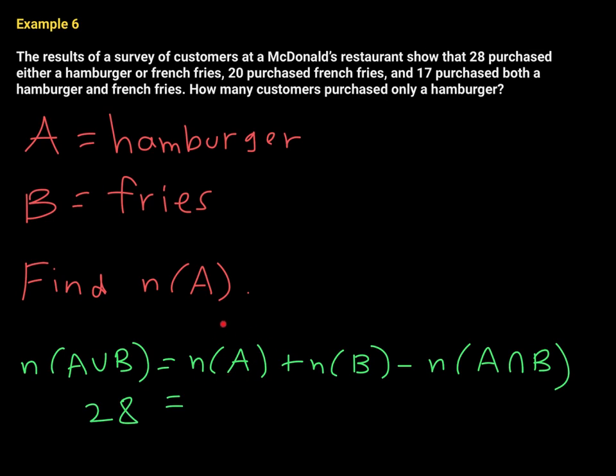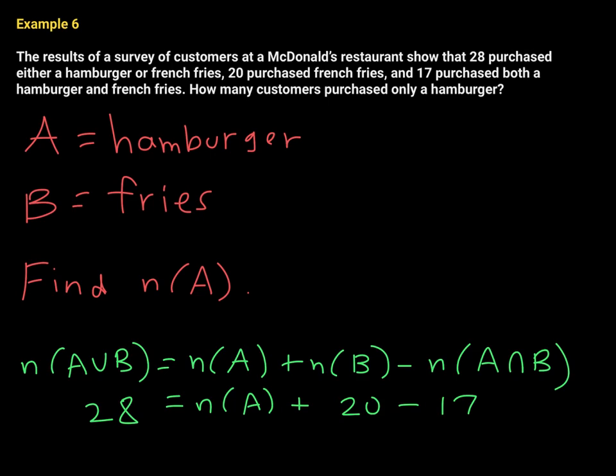This is what we're looking for, right? This is our variable or our unknown. I copy that down. Do we know how many people only ordered French fries? Yes, 20. 20 people ordered French fries minus how many people ordered a hamburger and French fries? 17. So we put 17 here.